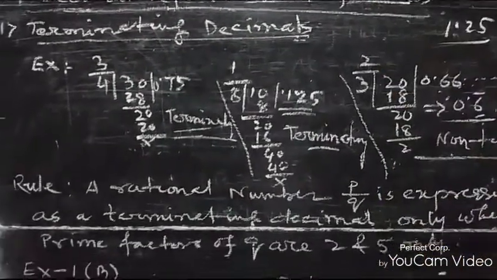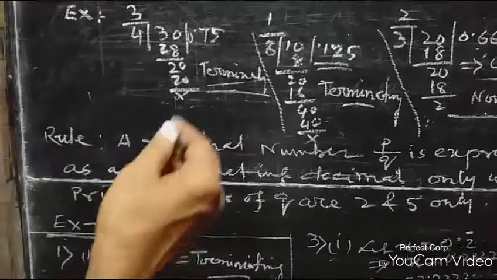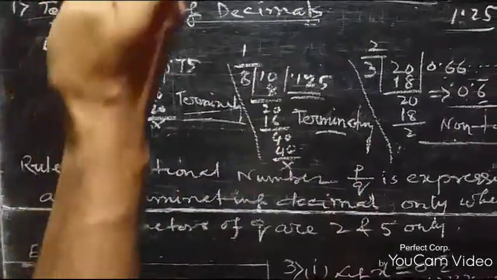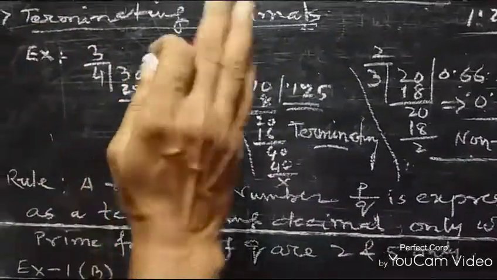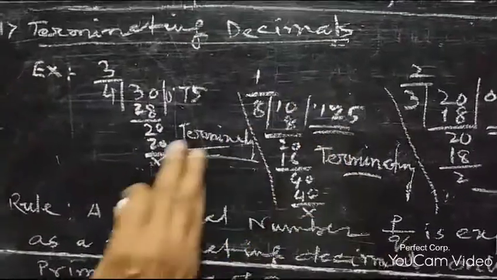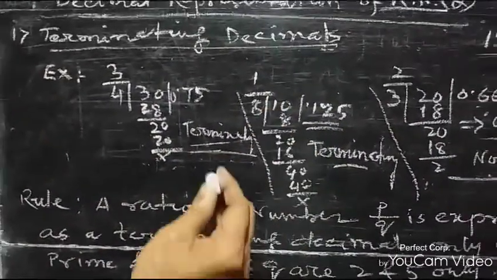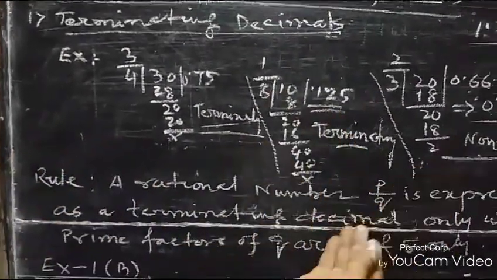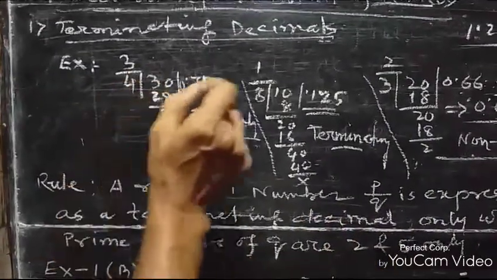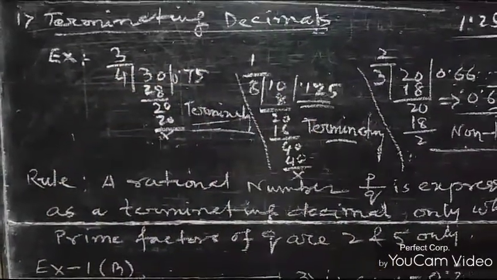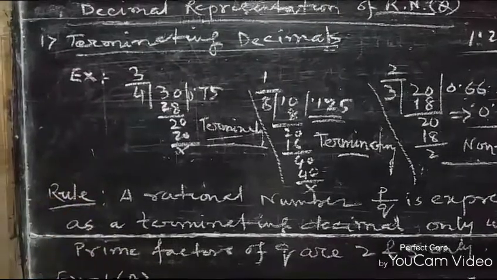Now the rule is how you can understand without doing the long division, whether a number is terminating, what the answer will be, and the number of decimals it will terminate at, etc. Now there is only one rule involved here.